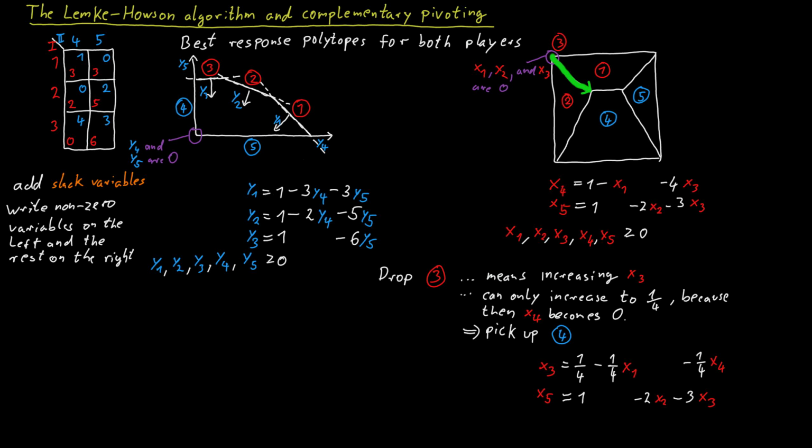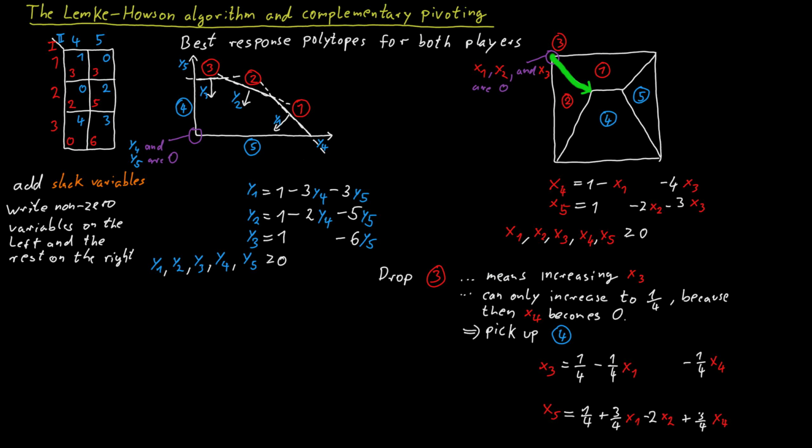And what we do to get rid of it is we just plug in what x3 is according to the first equality. Right? So we know x3 is equal to 1/4 minus 1/4 x1 minus 1/4 x4. So we just plug that in, and then we simplify, and we get that the value is 1/4 plus 3/4 times x1 minus 2 times x2 plus 3/4 times x4. And this is just equal to x5. Okay, so this is our new dictionary.